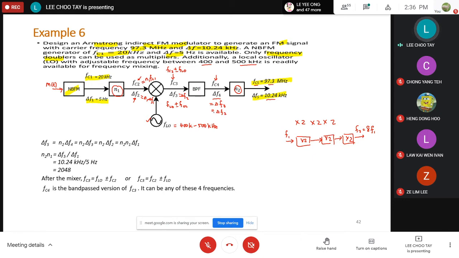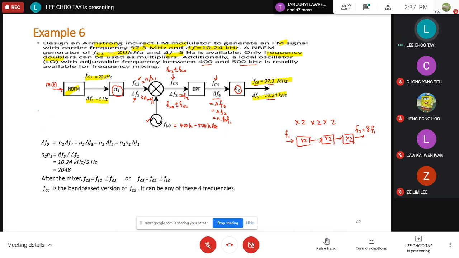And what is delta F2? Delta F2 basically is N1 delta F1. So if you multiply this frequency deviation again by a factor of N2, it should give you the final frequency deviation delta F5 of 10.24 kilohertz. So that's the whole idea behind the Armstrong indirect FM generation.